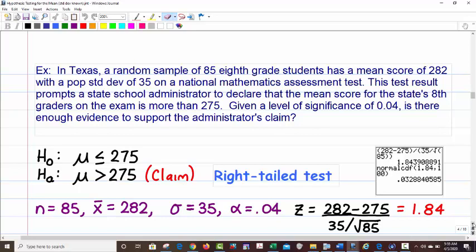All right, so on this Texas 8th grade math exam, a random sample of 85 students has a mean score of 282 with a population standard deviation of 35. I'm sorry, it's actually on a national mathematics test, not state. This test result prompts the state school administrator to declare the mean score for the state's 8th graders on the exam is more than 275. Given a level of significance of 0.04, is there enough evidence to support the administrator's claim?